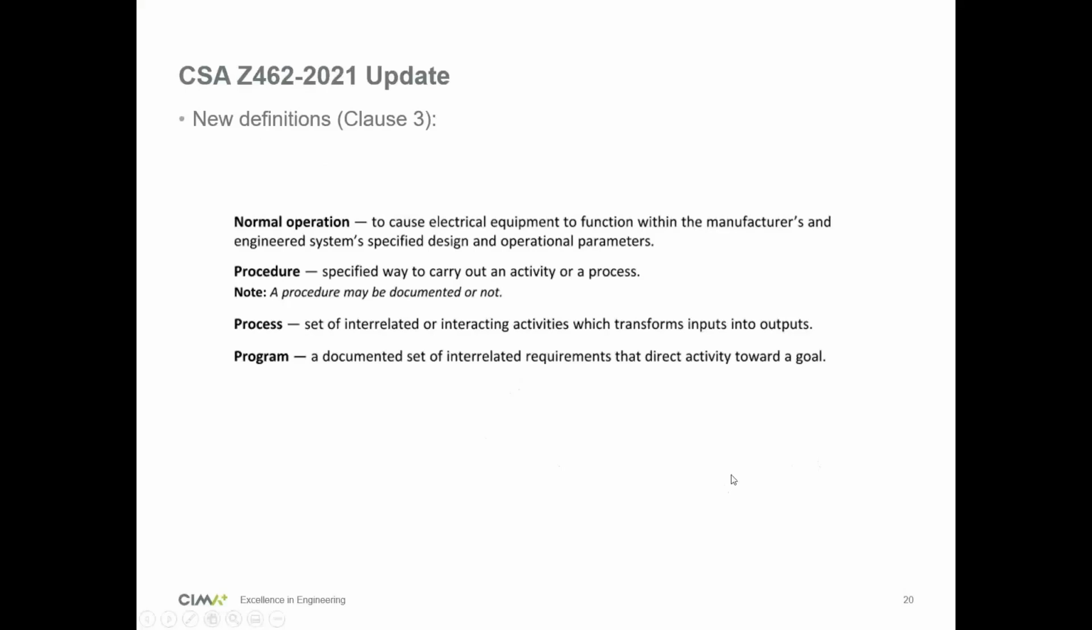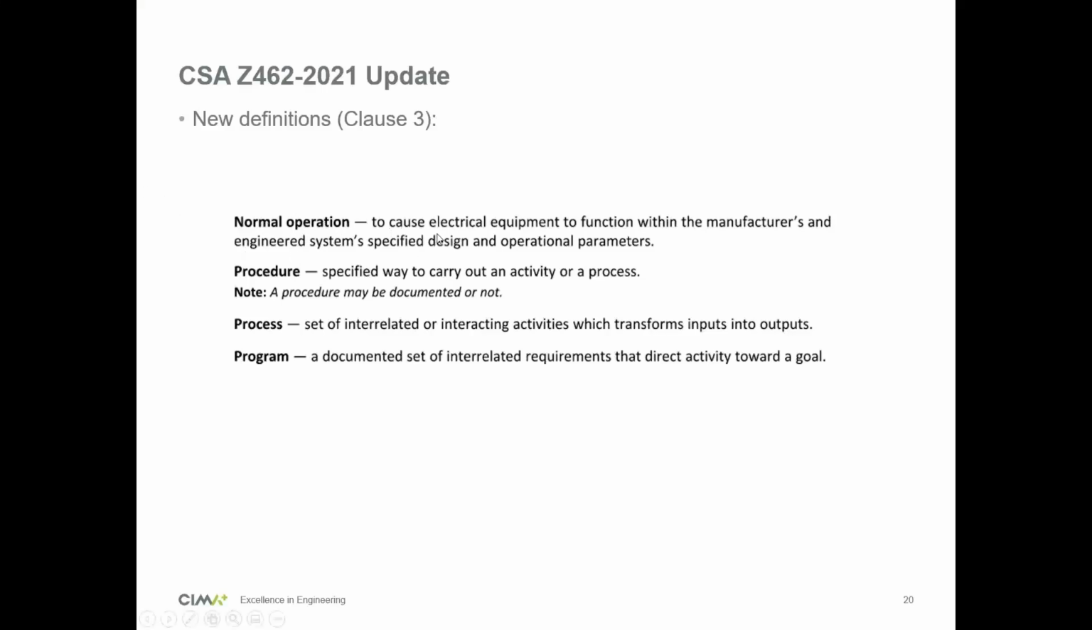There's new definitions. I think there was some confusion in the past versions of the standards with regards to what was normal operation, normal condition, because you need to know if the equipment is in normal or abnormal conditions to evaluate if there's a risk of an arc flash or not based on Table 2 of the standard. So now they added some definition on that.